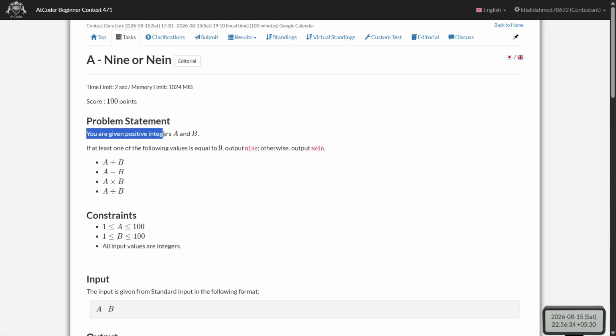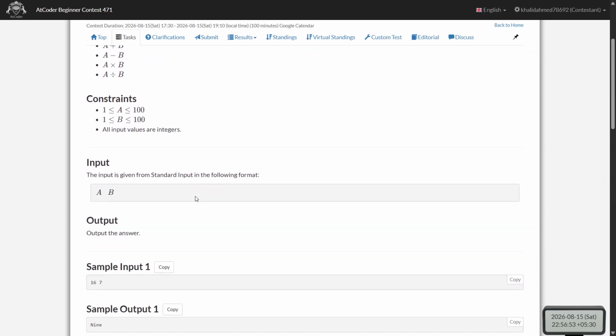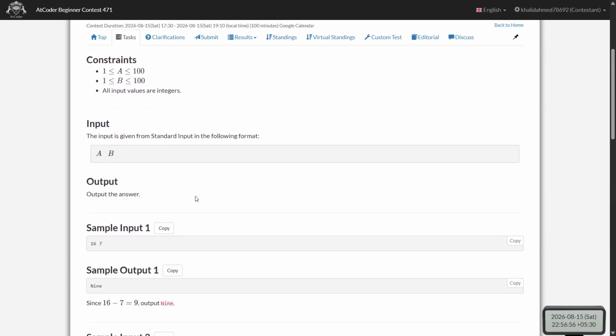You are given positive integers a and b. If at least one of the following values equals 9, output 9, otherwise we have to output Nein. These are the operations: a plus b equals 9, or a minus b equals 9, or a into b, or a divided by b.